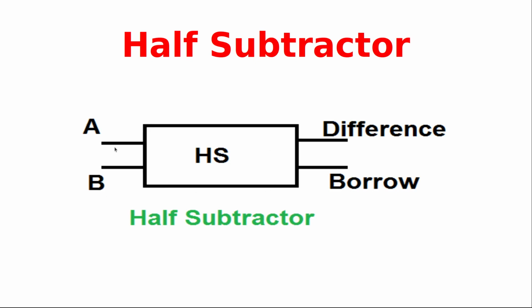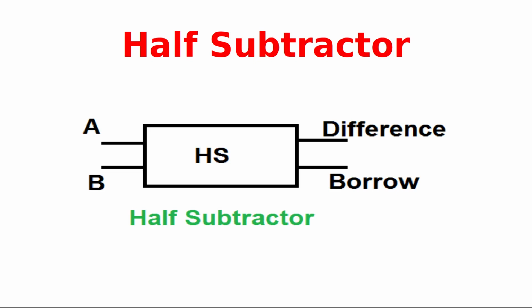In the half subtractor, it consists of two inputs, A and B. It has two outputs, difference and borrow. Okay, so this is the structure of the half subtractor. Here we are applying 2 bits, and these 2 bits are binary numbers. Difference and borrow come from the two inputs.